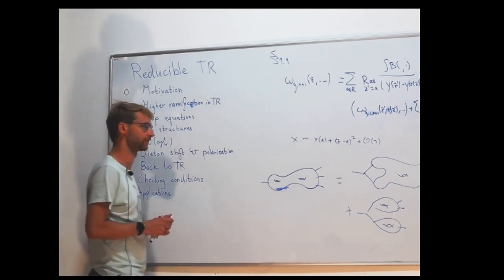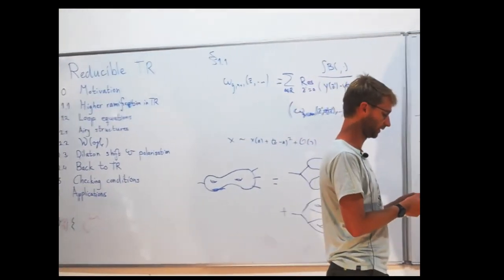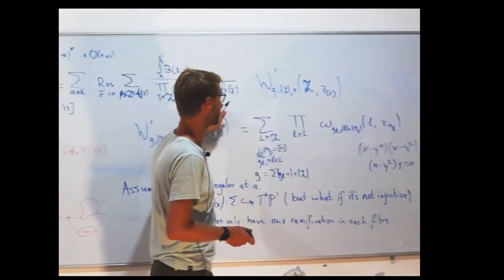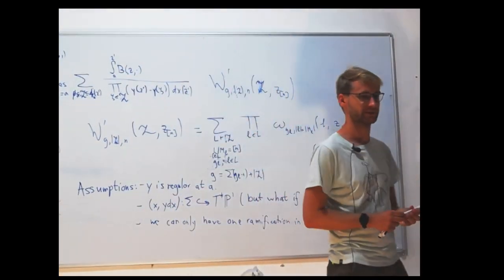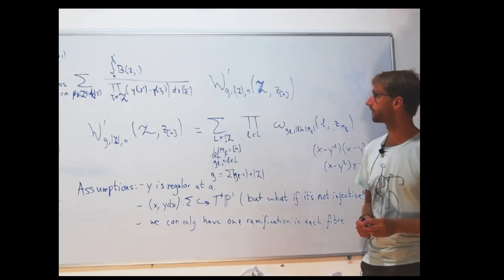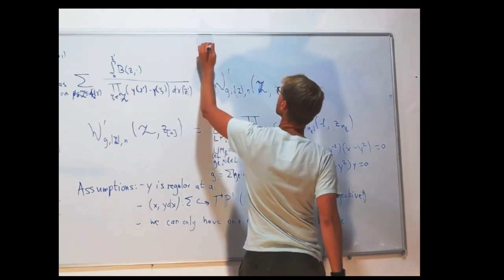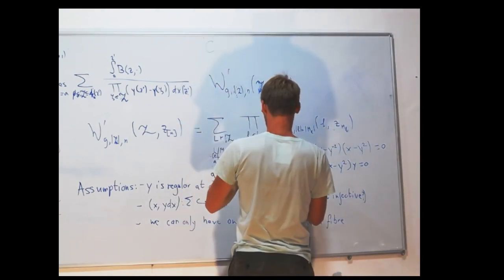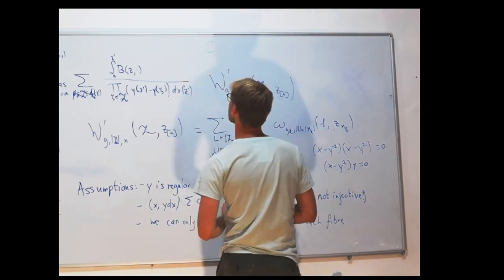Because, spoiler, it's not always possible to get symmetric correlators out of this. There are examples. So, a counterexample. Sorry, I shouldn't use green. Maybe let's use black.